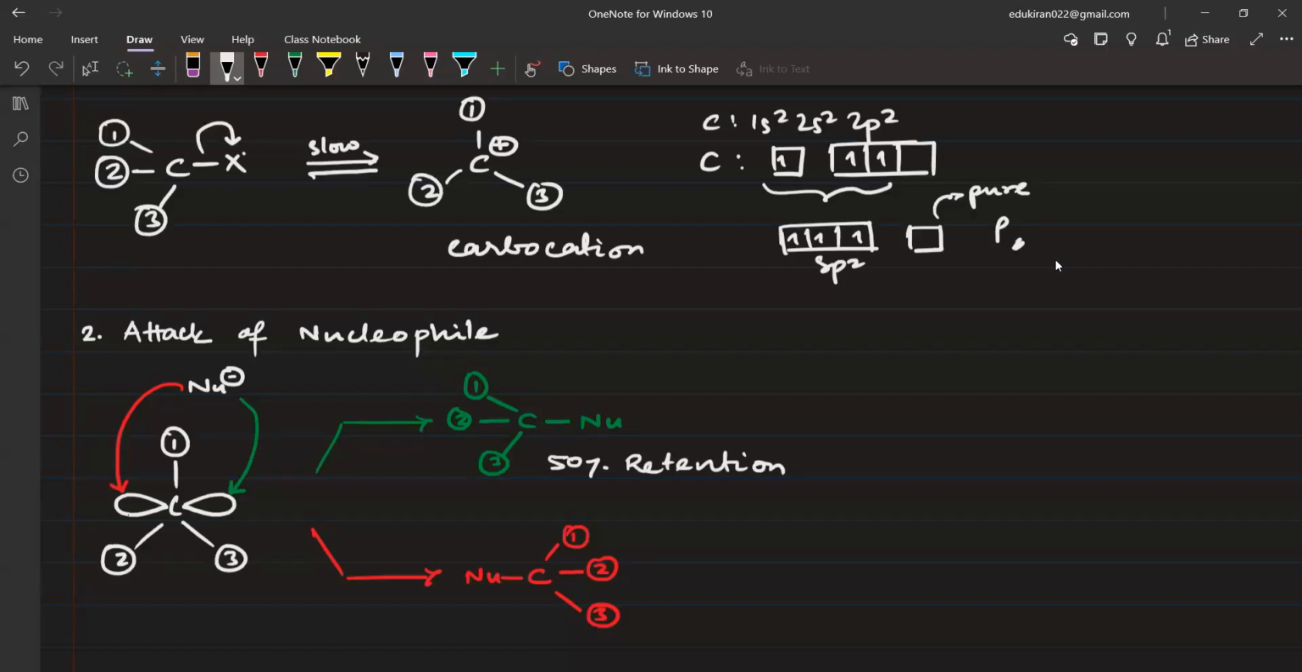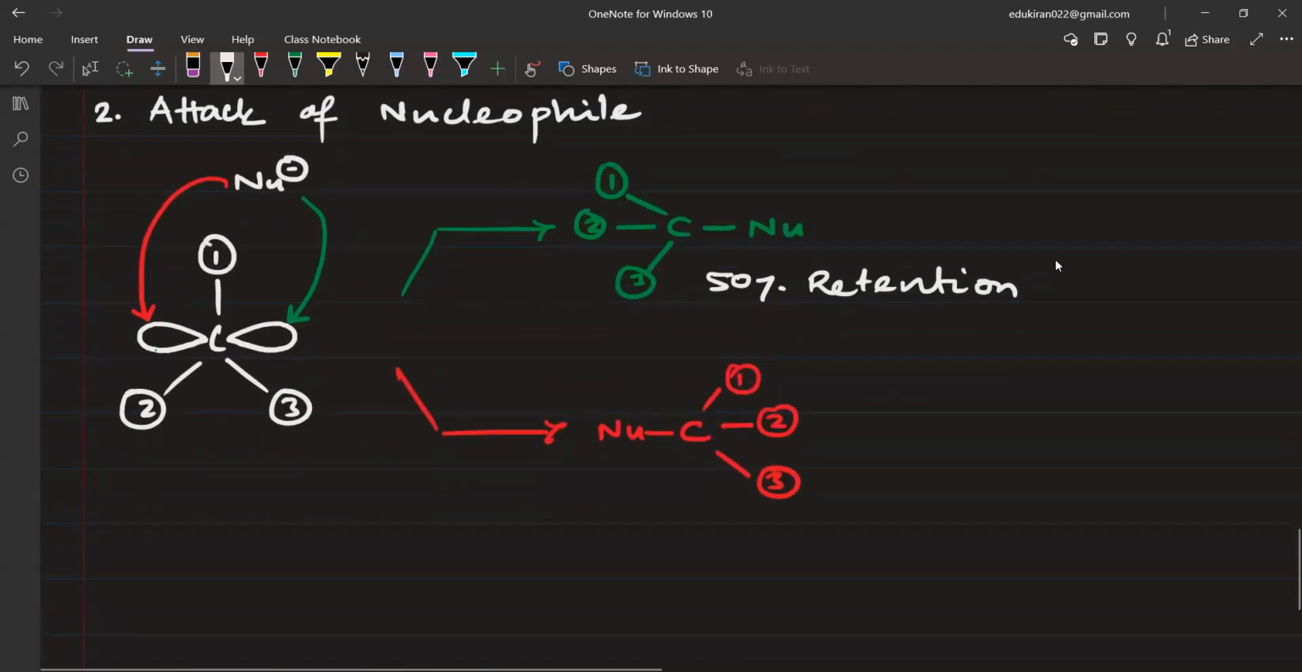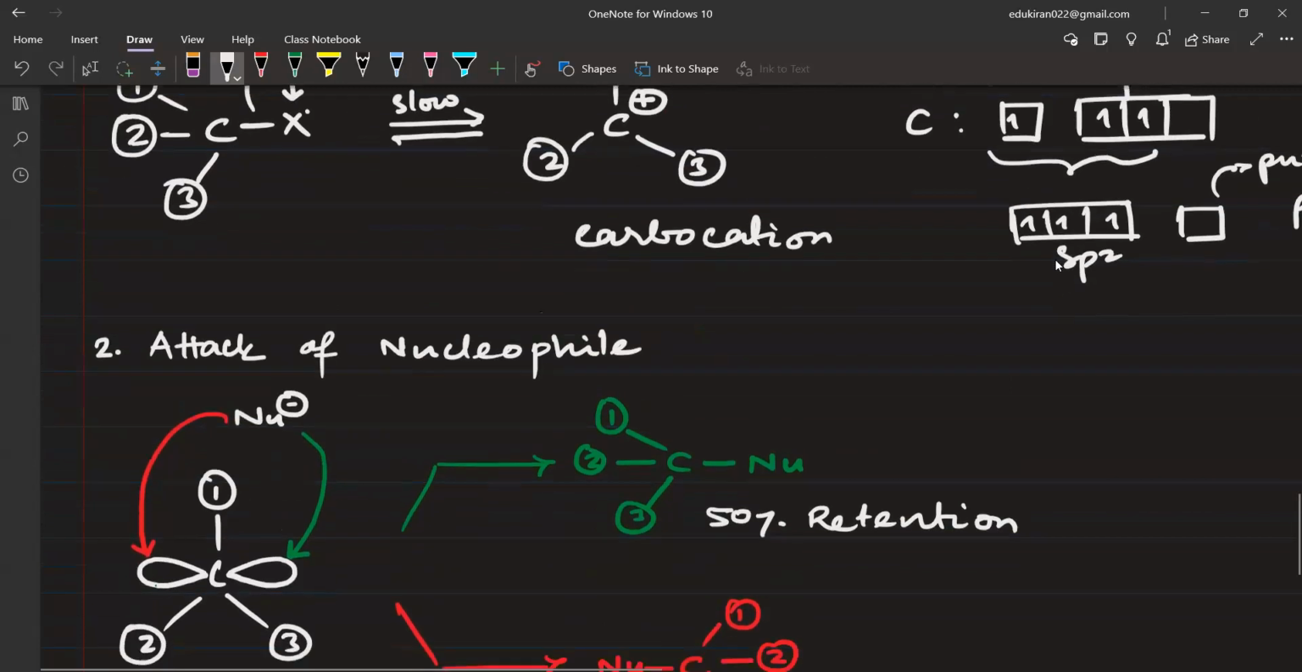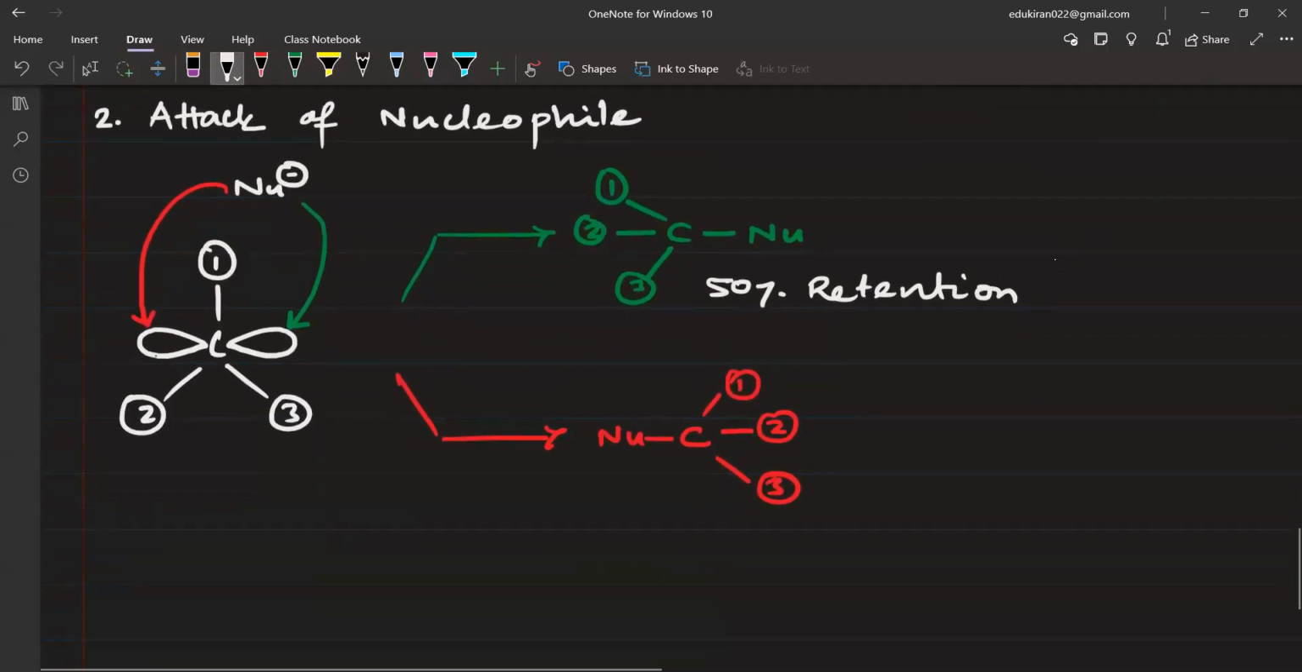And if you look at the red product, it is inverted than the original configuration. So this is known as inversion, and we will get 50% inverted product, or 50% inversion. Since both of these products will be in the same reaction mixture, formed in the same solution, that solution is known as a racemic mixture.